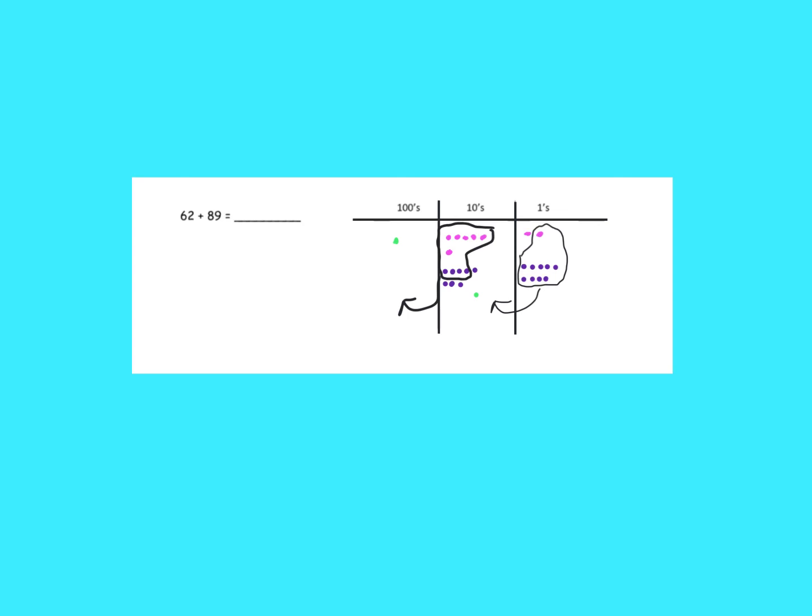So now we want to add everything up. Now we have 1 left in the ones place, so we can write the number 1. And for the tens, we have 1, 2, 3, 4, 5. Number 5. And in the hundreds value, we have a number 1. So now we know that 62 plus 89 is 151.